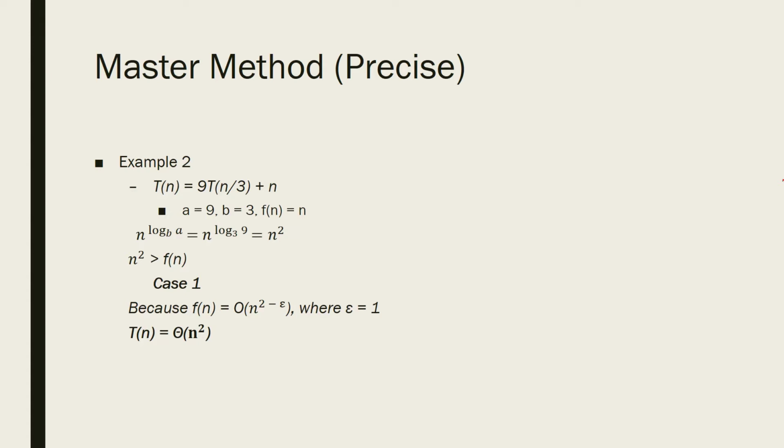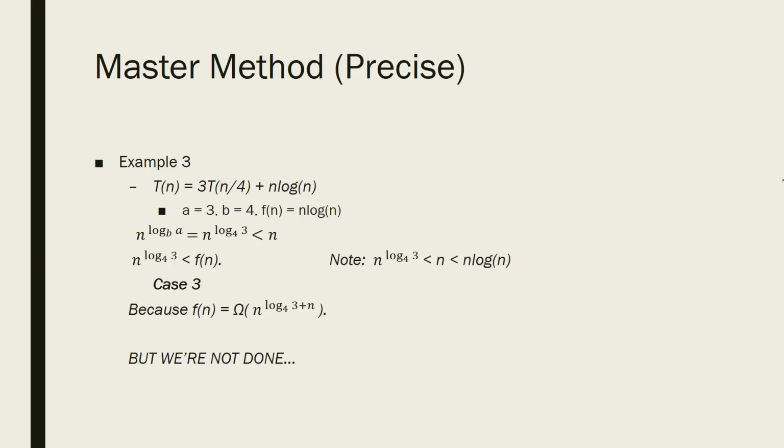So let's take a look at our example 2 again, where we had 9T of n divided by 3 plus n. We pull out the a, b, and the f of n. We replace the n to the log base b of a with the actual values. We receive n squared. N squared is larger than f of n. And here's the mathematically precise way that we can express this: because f of n equals big O of n squared minus some epsilon, we can identify this epsilon as 1, and that 1 is greater than 0. Therefore, T of n is theta n squared. Slight variation, very similar to what we did in the earlier example.